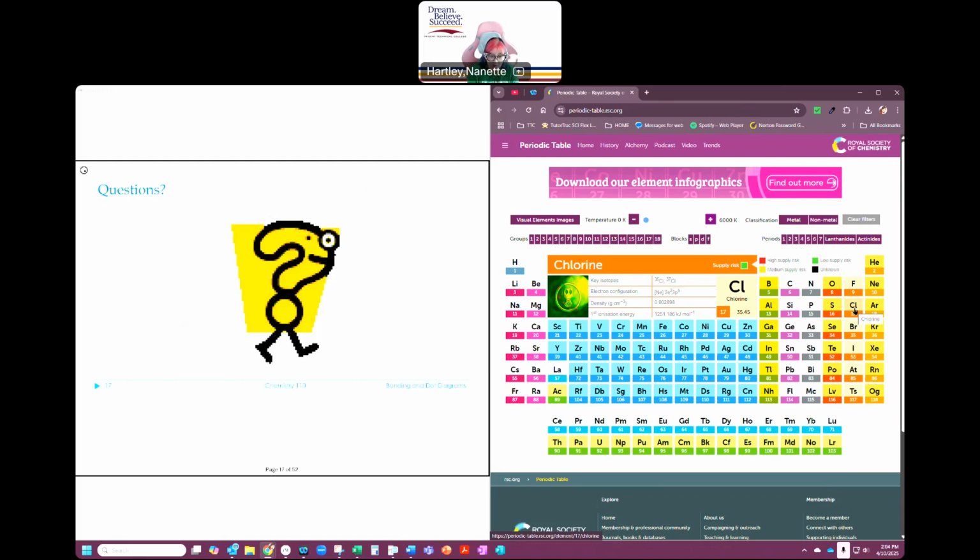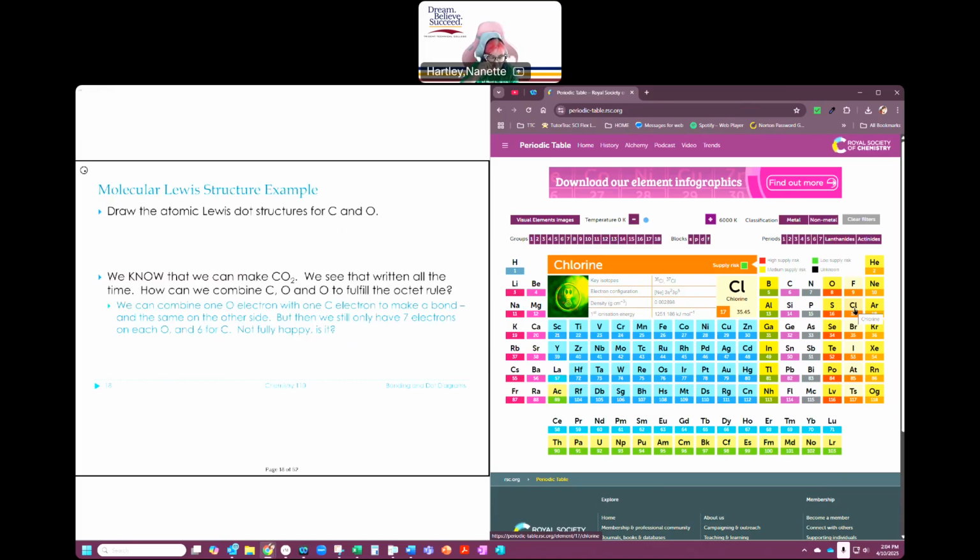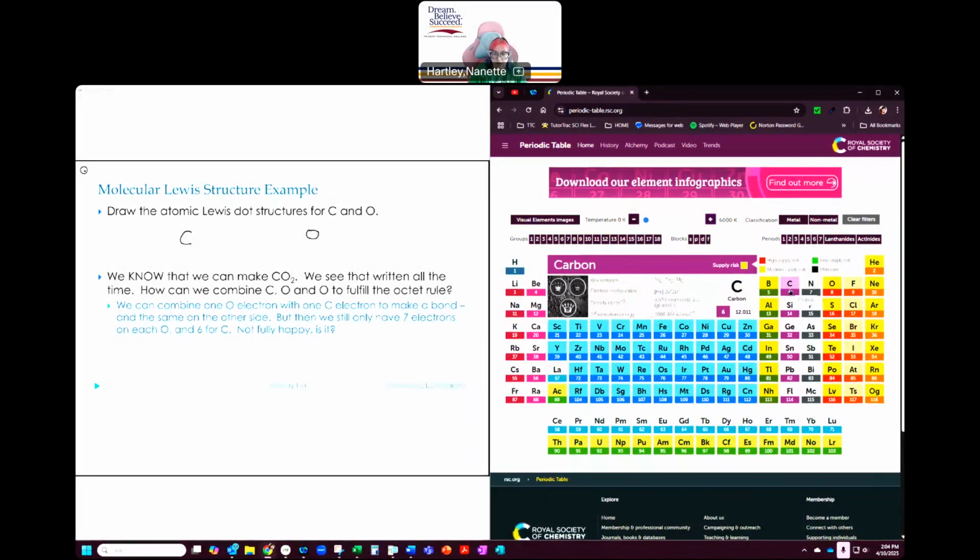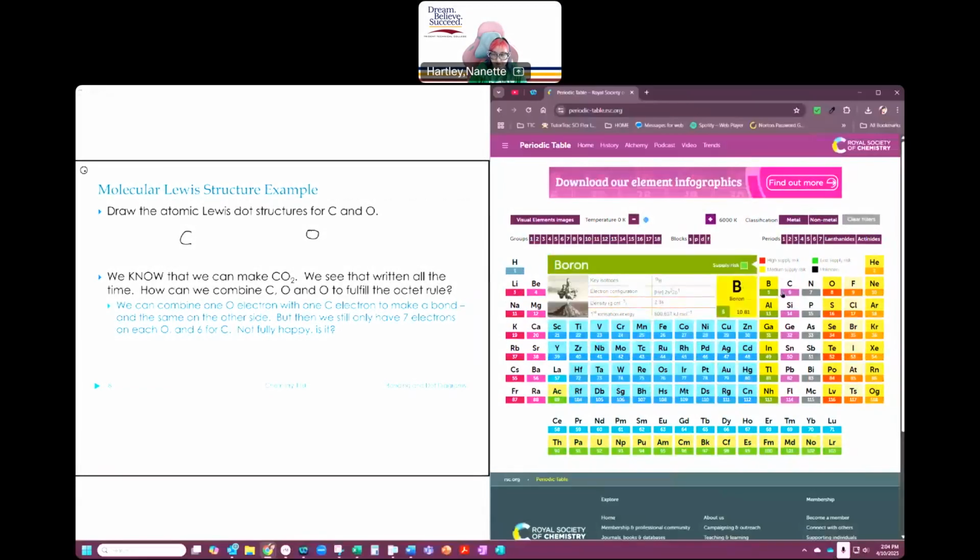So questions so far? Awesome. So let's draw the atomic Lewis dot structures for carbon and oxygen. Now, carbon has a symbol of C, oxygen has a symbol of O. Carbon has 4 valence electrons based on his position right here. And oxygen again being here, he has 1, 2, 3, 4, 5, 6.